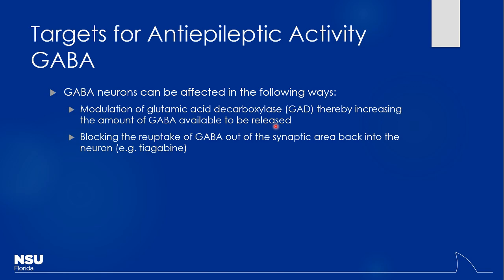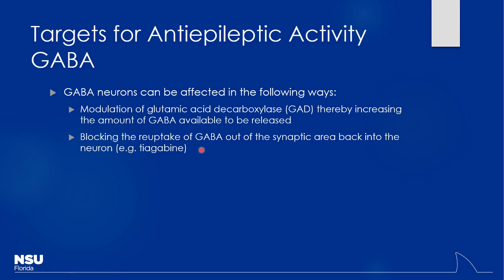Now, as I mentioned here, we can do things like preventing the breakdown. So for instance, by modulating this enzyme here, this glutamic acid decarboxylase. That's normally something that helps to break down GABA. By increasing the amount of GABA available, obviously it's going to be working better, more able to interact with those channels and allow more chloride to flow in, right? Or perhaps I can do things like block the reuptake of GABA, right?